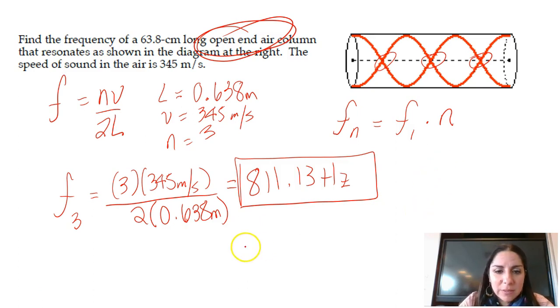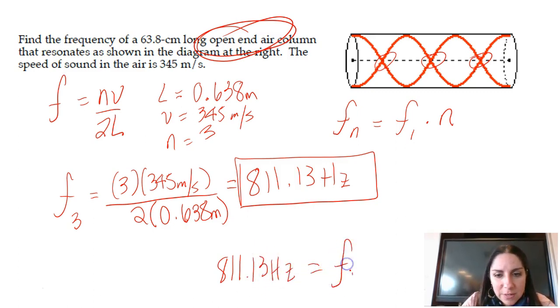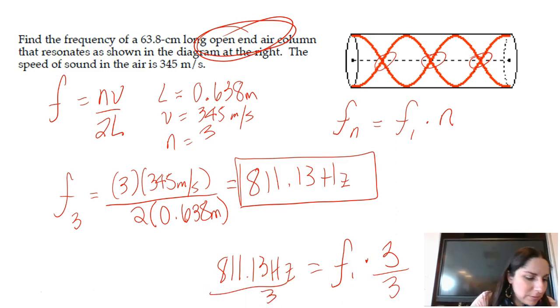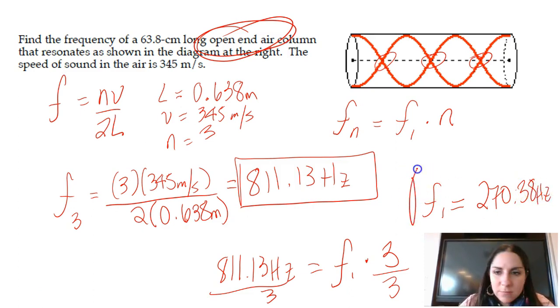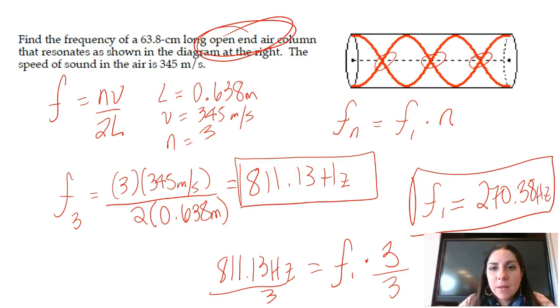This is a completely unrelated question. But I know that 811.13 hertz is going to equal the first harmonic times 3. So if I divide both sides by 3 to solve for F1, just because I ran out of space, I'm just going to write it right here. The first harmonic is 270.3, and then on my calculator I'm just rounding. There you go. So those are just different ways to look at these problems.